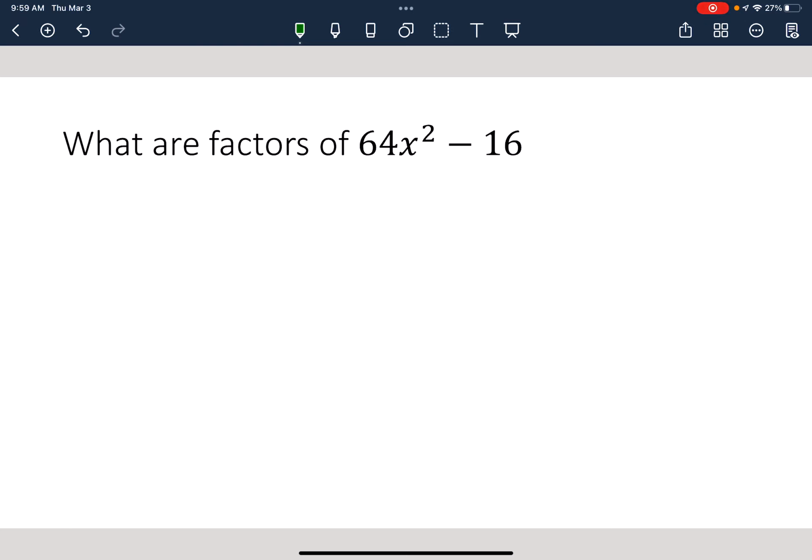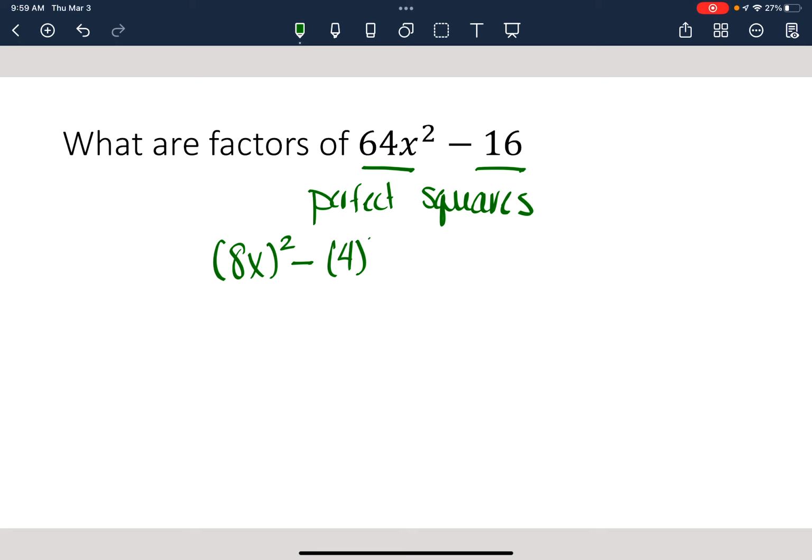So this one asks us what's the factors of 64x squared minus 16. So if you look at this problem, you'll recognize that these are two perfect squares. And if you don't remember the perfect squares, remember to use that chart that I sent you. So these are perfect squares because remember 8 squared is 64. So 8x squared is 64x squared. Minus 4 squared is 16.